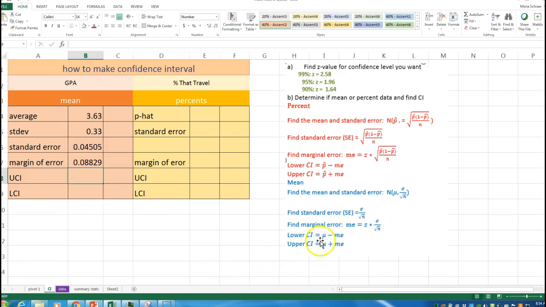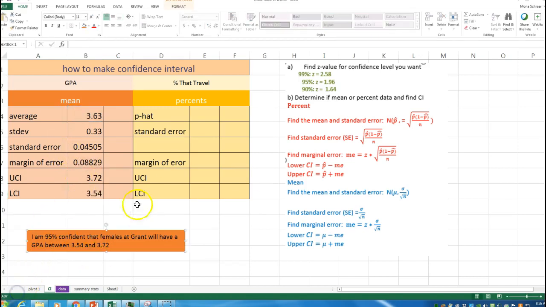Now I just need to find my upper and my lower, which is I just take the mean and subtract the margin of error, take the mean and add it. So I take my mean, and to find my upper, I add the margin of error. And to find my lower, I take the mean and subtract the margin of error. With these results, I can now say I'm 95% confident that females at Grant will have a GPA between 3.54 and 3.72. Now let's move on to percents.